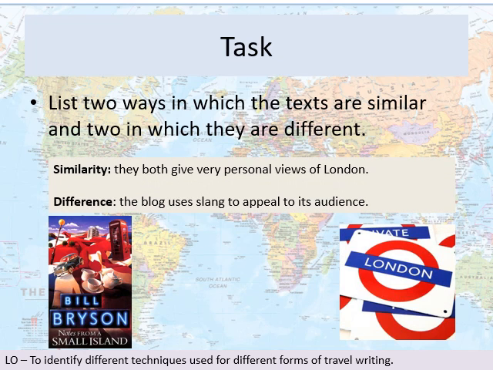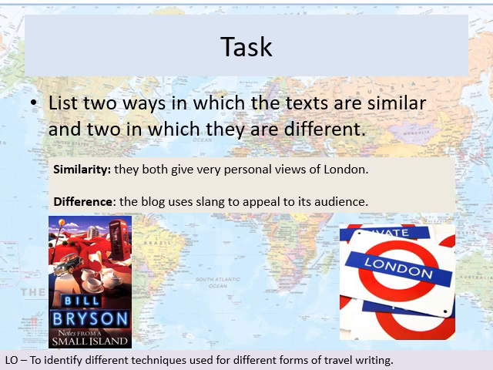Now, I want you to write down 2 ways you think in which the texts are similar and 2 ways in which they are different. And here's one that I've picked out for you. They both give very personal views of London. They're both first-person narratives, very subjective, that means. It's just literally just that person's view.